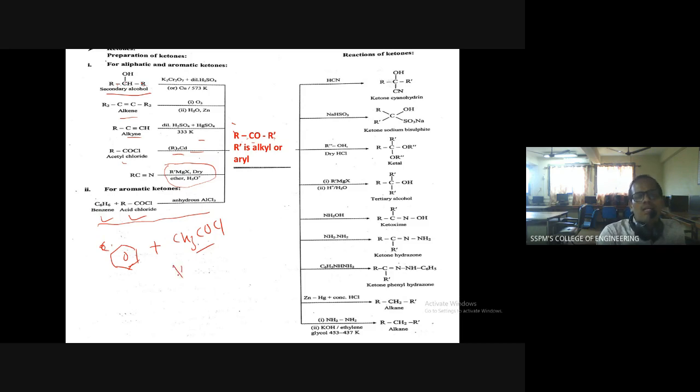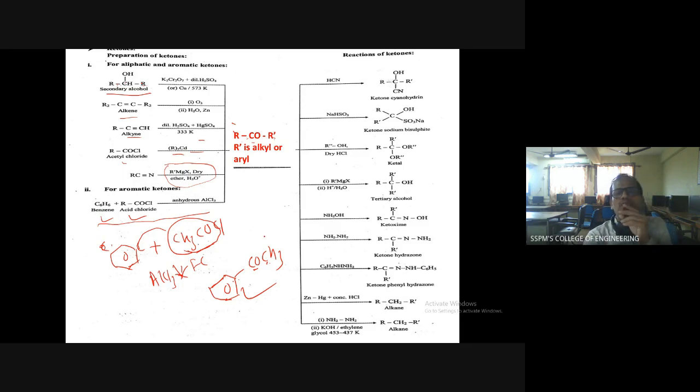ओके, आणि वी ऍड दिस कंपाऊंड इन प्लेस ऑफ AlCl3, म्हणून त्याला काय म्हणायचं? Friedel-Crafts reaction. What will happen? This COCH3 group will come here. Okay, COCH3. This group will come at benzene ring by replacing one hydrogen. So we will get this compound. So now if you see, this carbonyl group is attached to both the carbon atoms. Okay, methyl phenyl ketone. So this is ketone, aromatic.